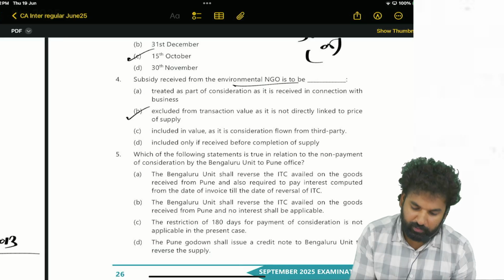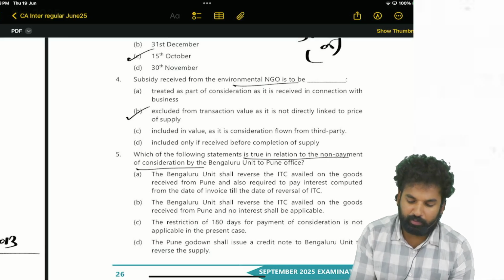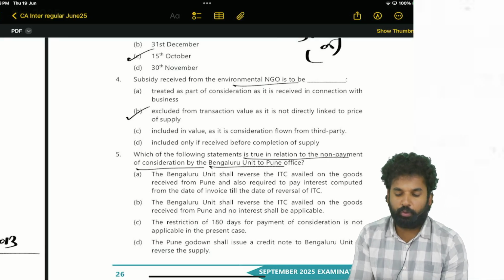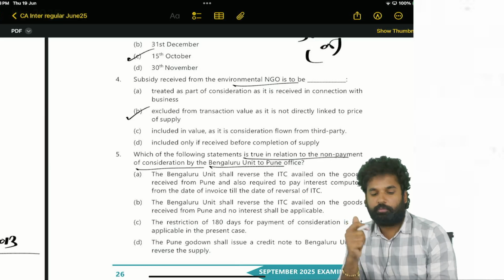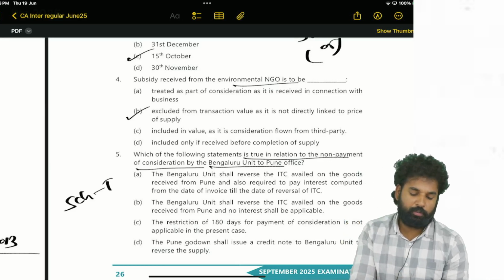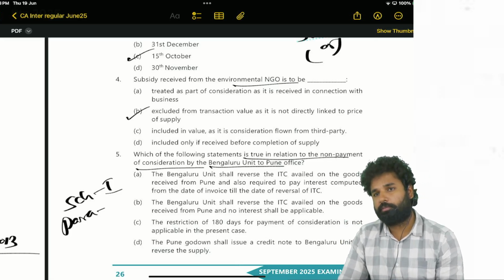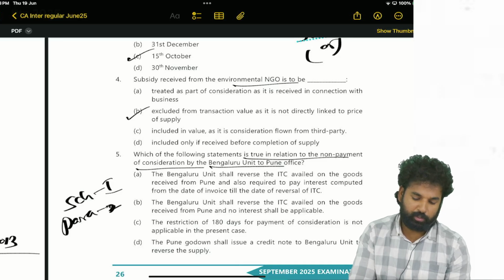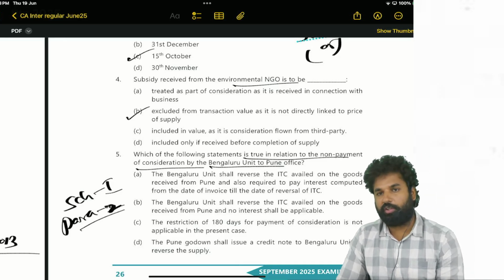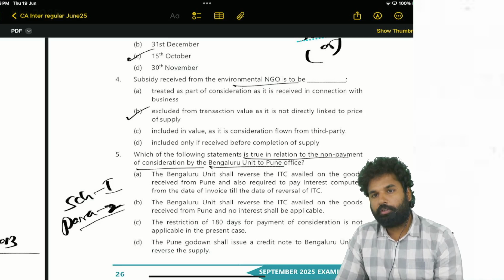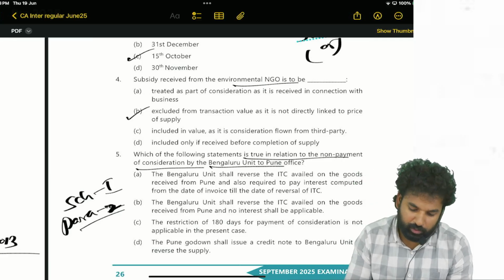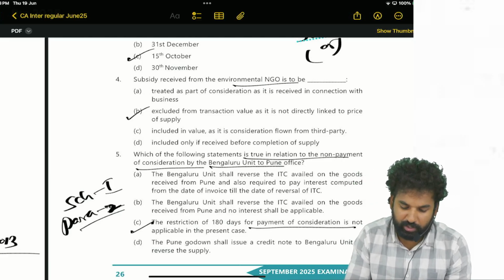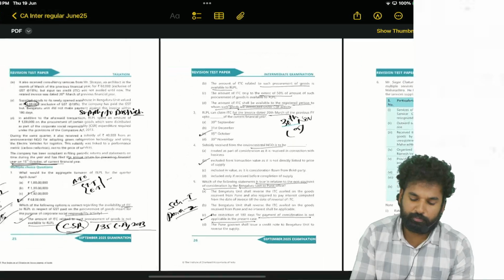Excluded. Which of the statements is true in respect of non-payment of consideration by Bengaluru unit to Pune office? Bengaluru unit to Pune office is a distinct person. So Schedule 1 Para 2 applies, it is a supply. In this case consideration is not required. So the 180 days payment condition we'll see. No, okay. So the restriction of 180 days for the payment of consideration is not applicable in the present case.